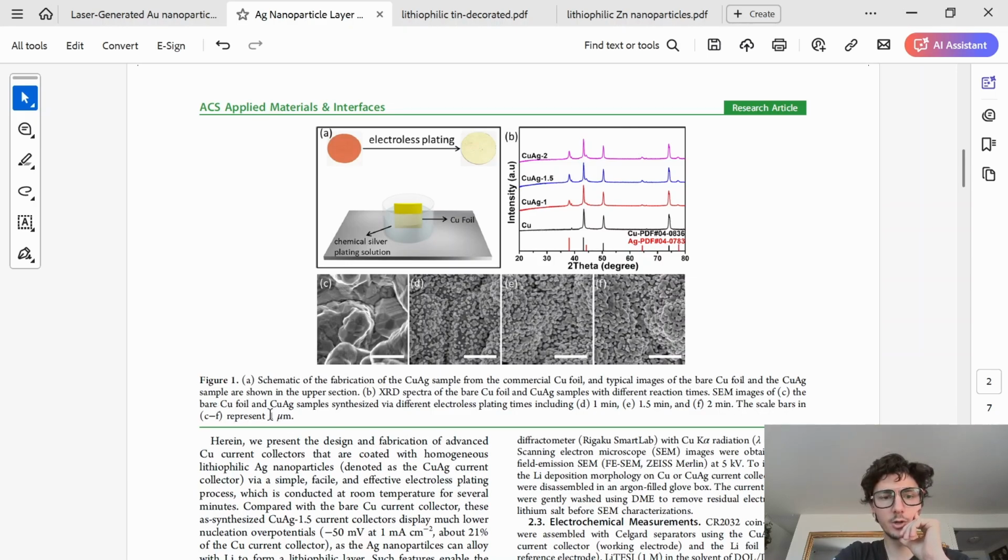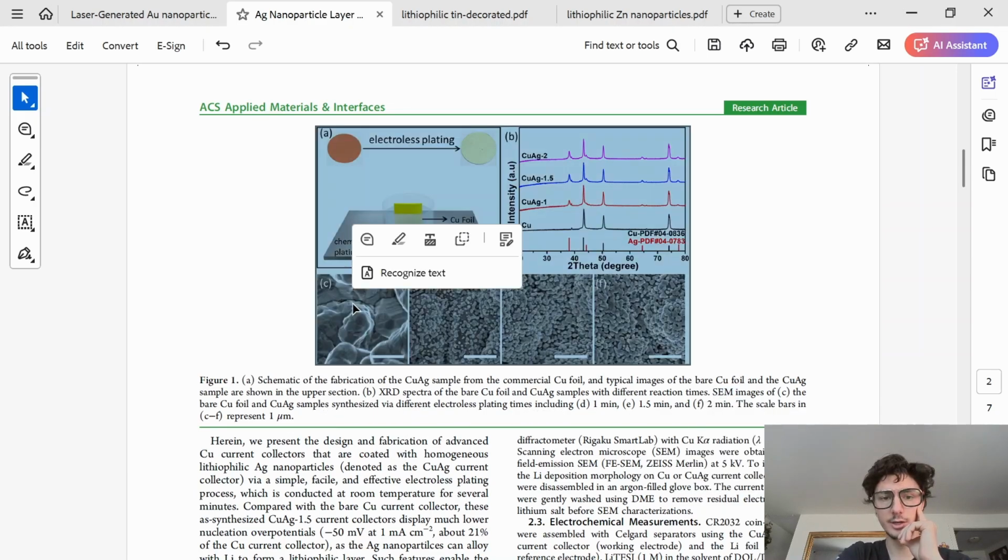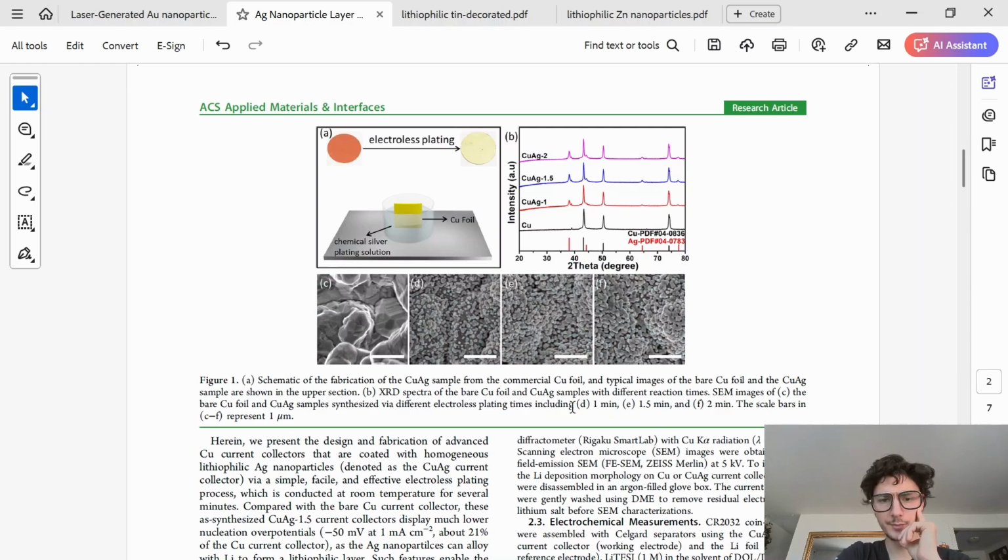The bare copper foil and copper-silver samples synthesized via electroless plating. SEM images. So these SEM images are here. Let's see here. So we got the bare copper foil. Copper is super jagged and stuff.